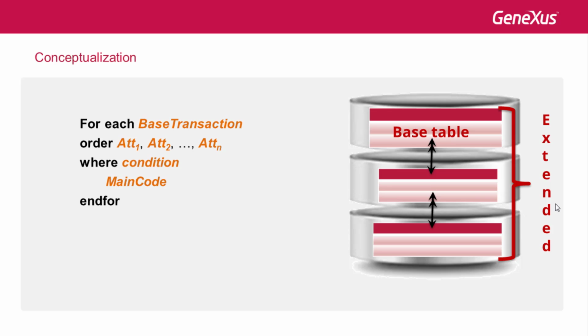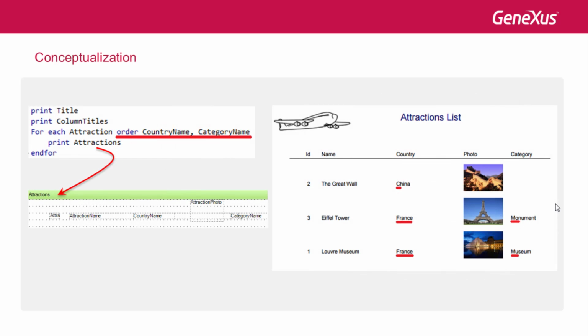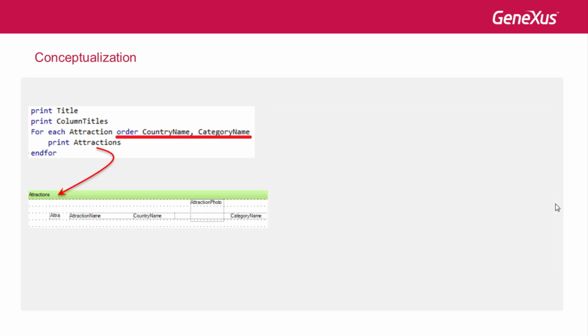Here's a summary of what we've seen so far about the for each command. With the order clause, we can indicate the criterion used to order the information returned by the for each command. The order can depend on the attributes in the base table of the for each command or its extended table. As we can see, we can order by a single attribute or by several attributes. For example, if the tourist attraction category was also shown in the list, and we wanted to order it by country name, and within the attractions of the same country by category name, we would type both attributes in this order. First, country name, and then category name.